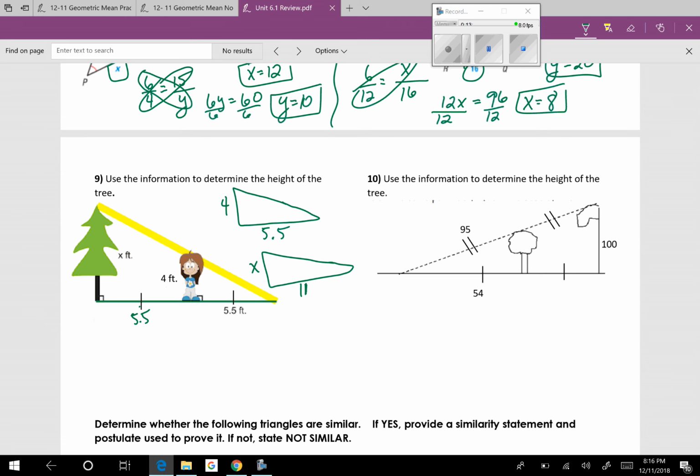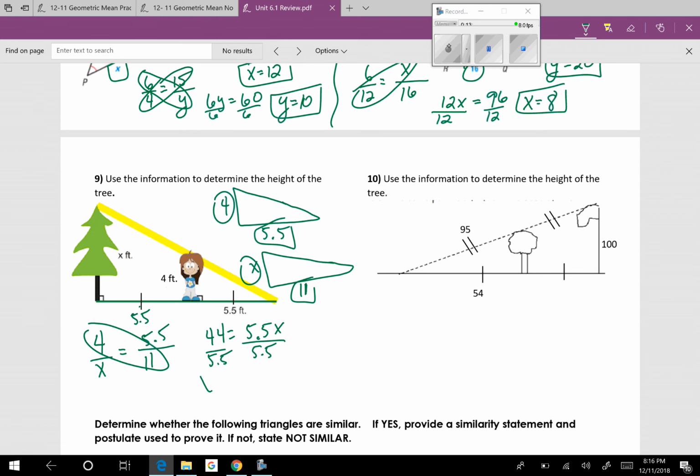So you got to do that. So we're trying to figure out the height of the tree. We're just trying to find that x. So the 4 matches with the x, and the 5.5 matches with the 11. So we get 4 over x equals 5.5 over 11. So cross multiply. So 11 times 4 is 44, and 5.5 times x is 5.5x. Divide by 5.5 on both sides, and you will find that x is 8. So the tree is 8 feet tall.